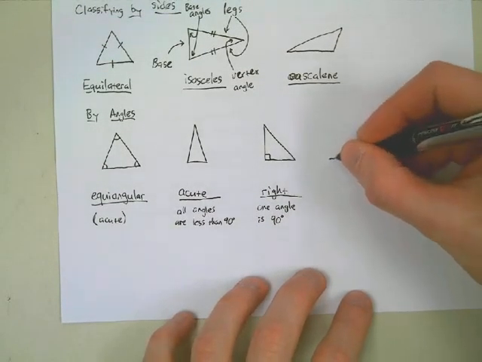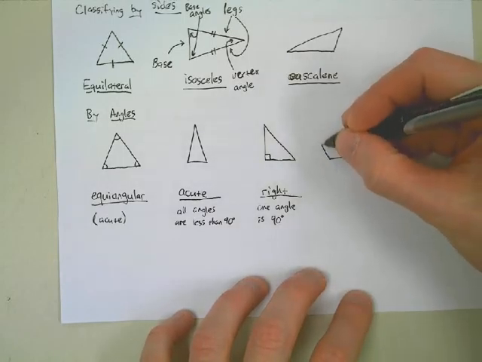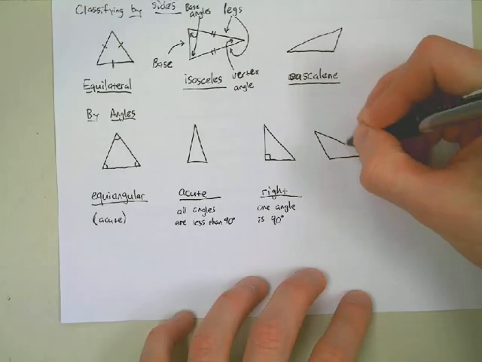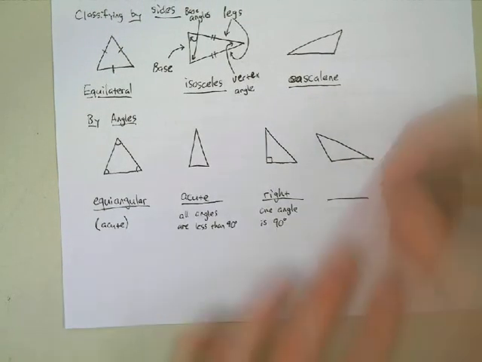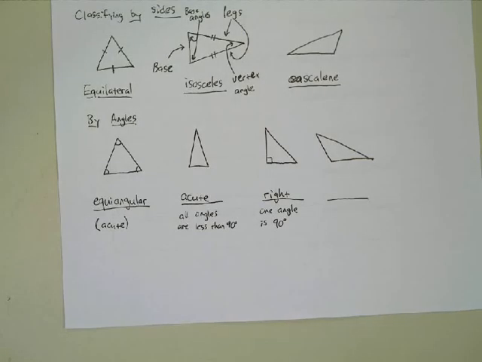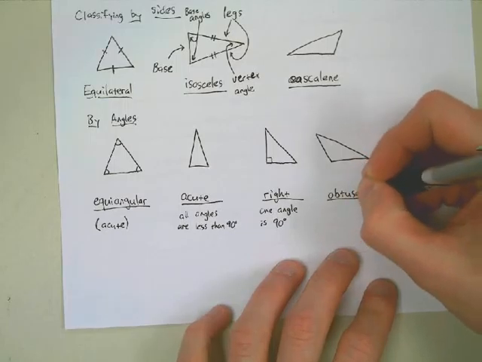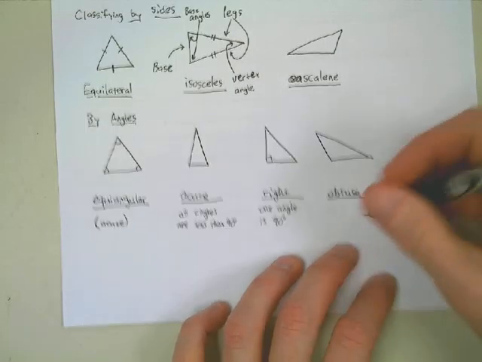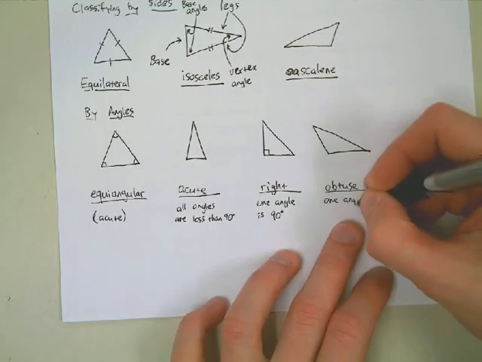All right, and then last but not least, okay, something like this. All right. It's obtuse. That's right. It's obtuse. Okay? And it's obtuse because one angle is what? Is more than 90.